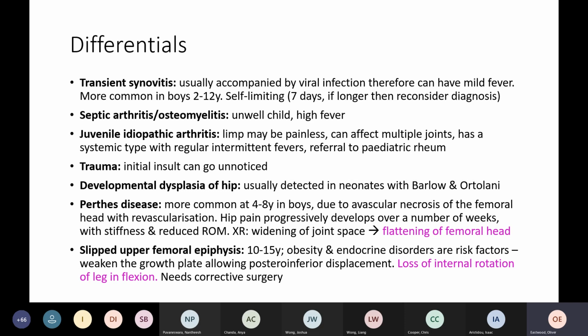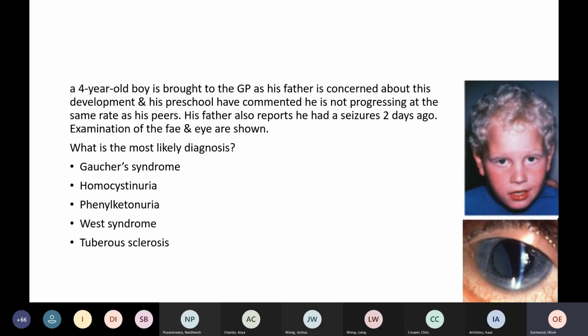And if you've got a progressive limp and hip pain over a weeks to months course, you should be thinking about Perthes disease, and especially if it has these characteristic X-ray changes where you get a widening of the joint space in early disease, which then will progress to a flattening of the femoral head as the avascular necrosis progresses.